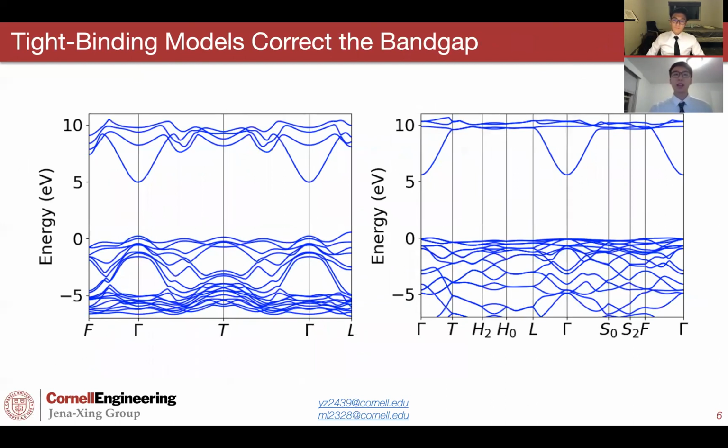And finally, by tuning parameters in the calculation based on the atomic orbitals, we were able to correct the band gap in tight binding models while maintaining the band structure features that we care about. So here, these 2 graphs show our final results.